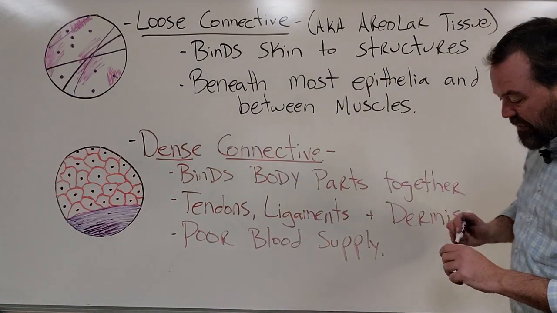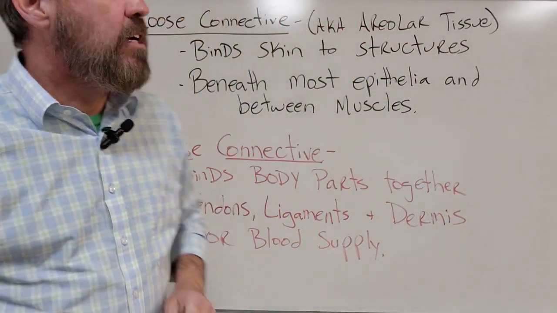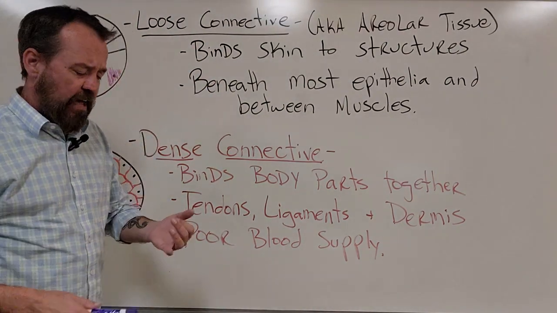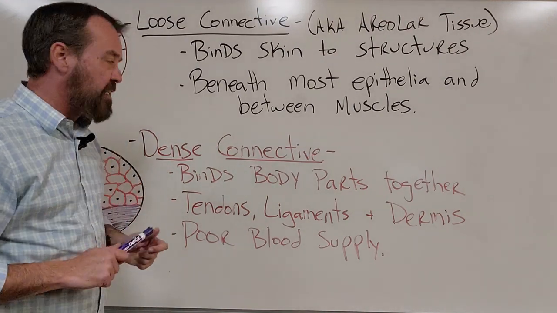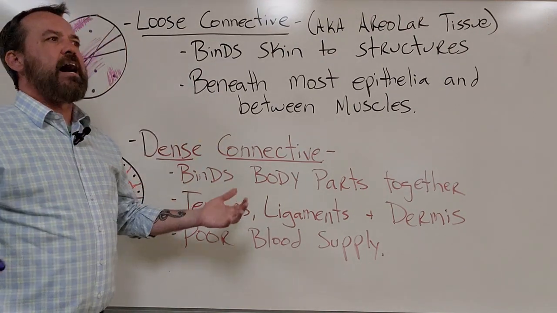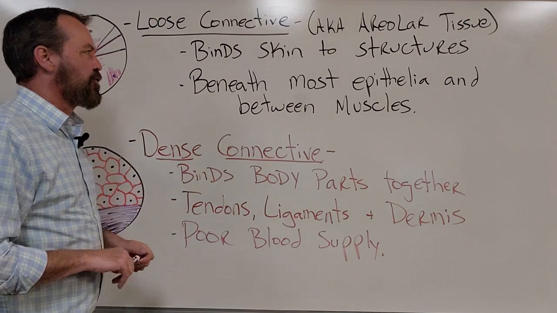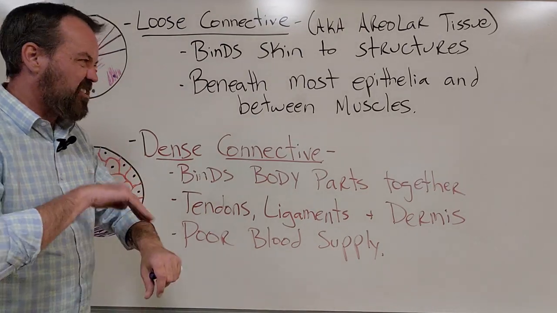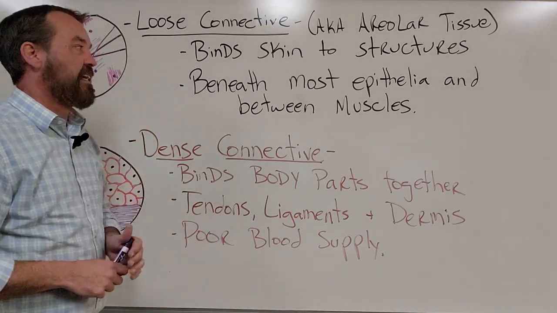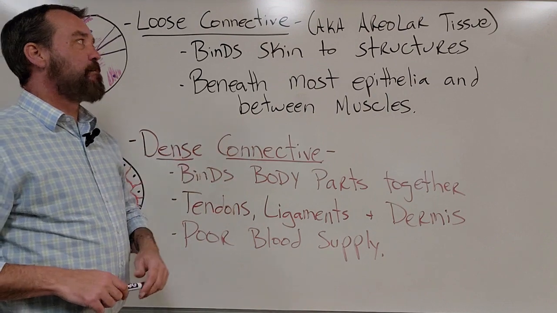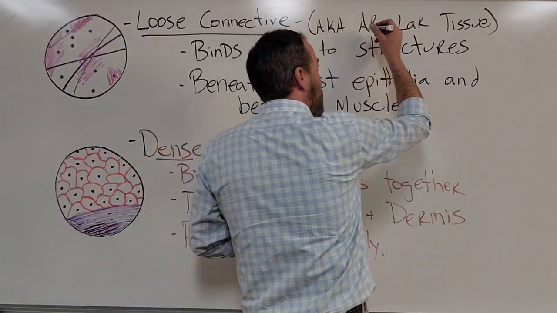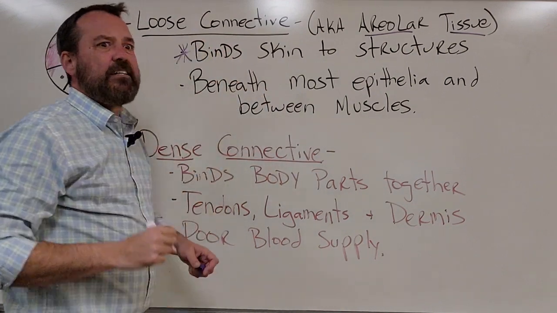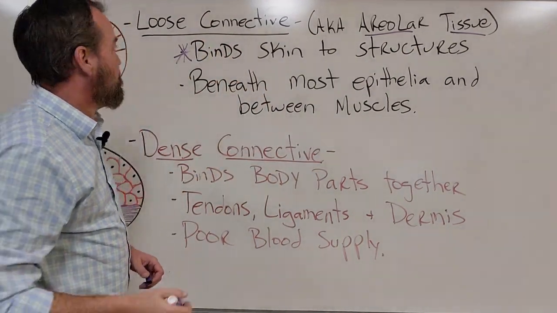Then I've got loose connective versus dense connective. With loose connective tissue, we also call this areolar tissue. So let's know that. The loose connective, aka areolar tissue, functions to bind skin to the various structures. We find it beneath most epithelia. Remember, epithelia is your outer layer of skin. So underneath the epithelia, we're going to get loose connective most of the time. And we also find it between muscles. So let's make note, we call this areolar tissue, and especially that it functions to bind skin to various structures.